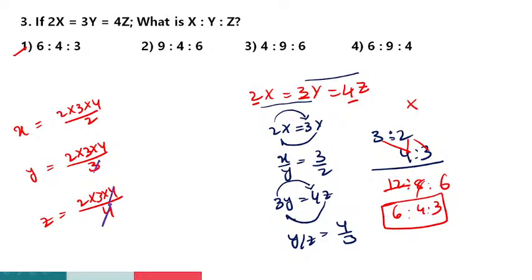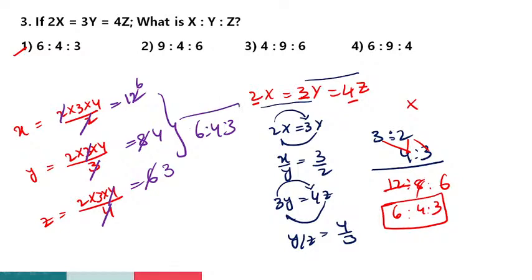4 4 cancel, 3 3 cancel, 2 2 cancel, 3 4s are 12. Okay, 2 4s are 8, 2 3s are 6. Again cancellation, 2 3s are, 2 4s are, 2 6s are. The final answer here is 6 is to 4 is to 3. So this process also takes at least 1 minute.